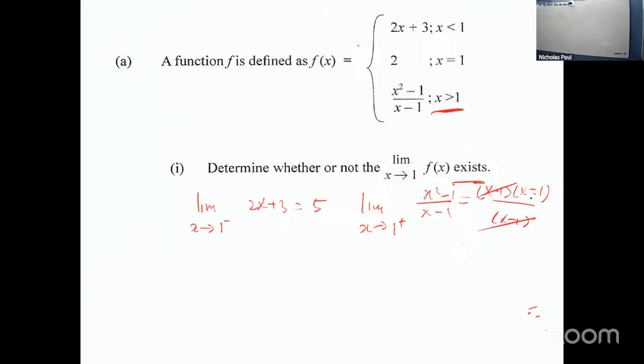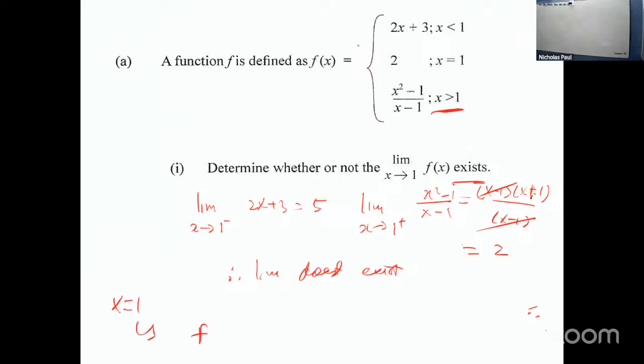So that will cancel, and when you plug in 1, you will get 2. Are they the same? Therefore, the limit does not exist. And now they want you to determine if it's continuous.